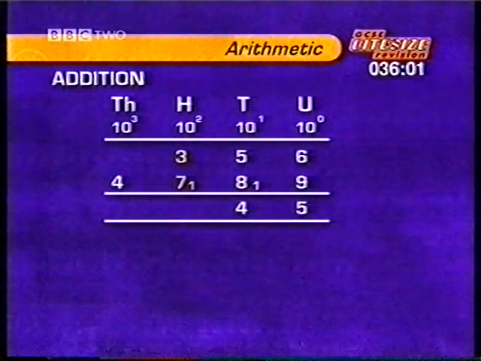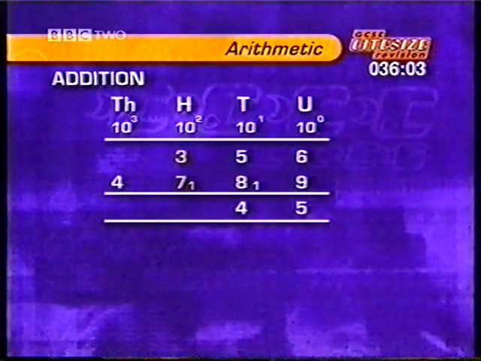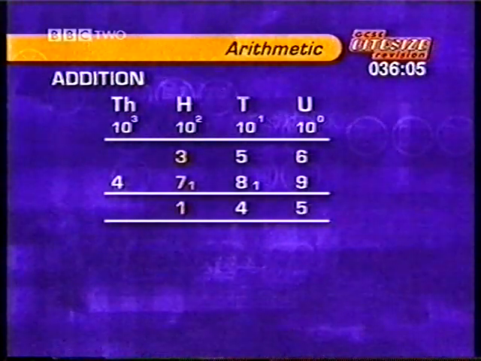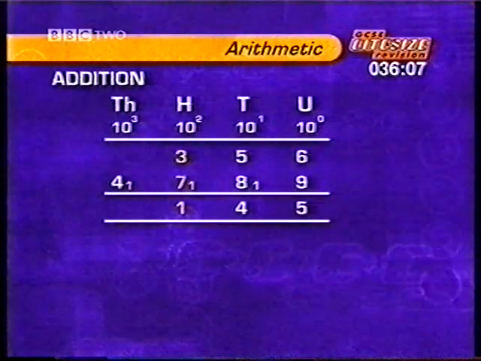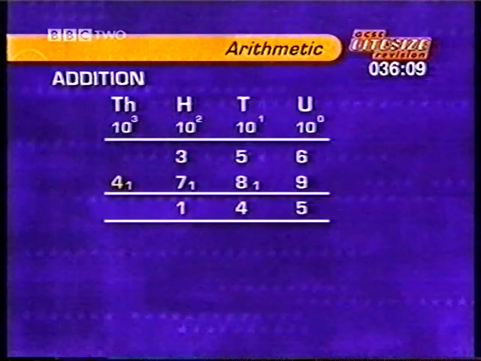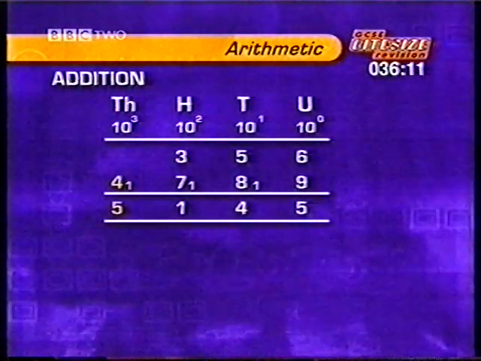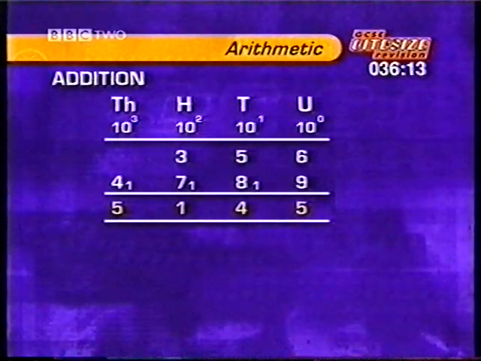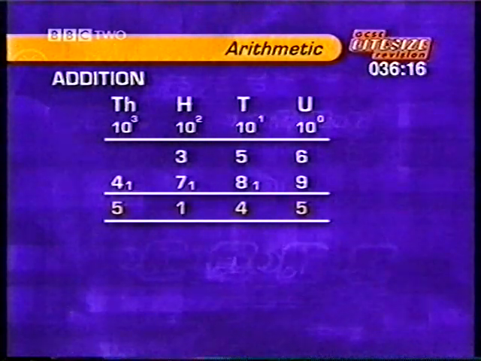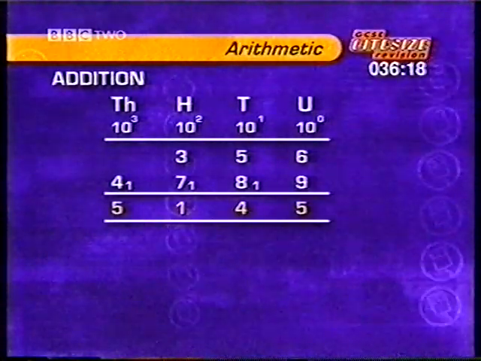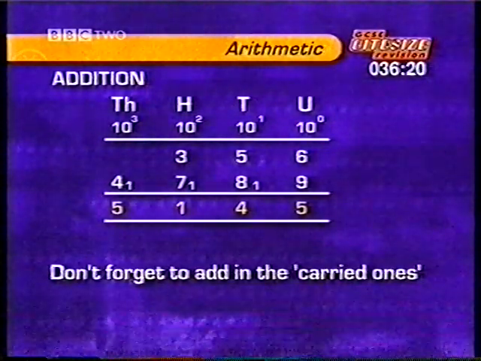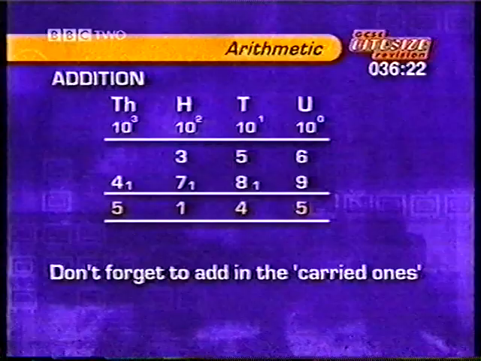There it's added in with the 3 and 7 hundreds to give 11 hundreds. 1 is written in the hundreds column and 1,000 carried over into the thousands to be added to the 4,000 to give 5,000. That gives the answer 5,145 as before. This carrying method is popular, but it's easy to make mistakes by forgetting to add in the carried ones.